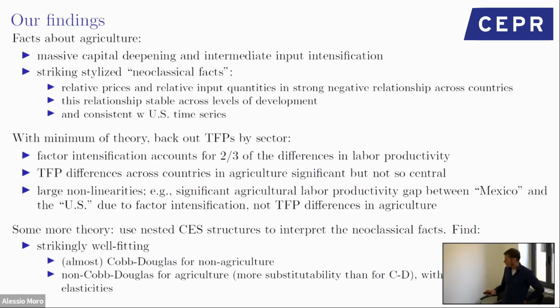Okay, we're going to go one step further. Just assume that there is one neoclassical production function that characterizes this data and see how well this fits the data. Now, for non-agriculture, we find that actually Cobb-Douglas does quite well. However, for agriculture, we also see that the aggregate production function is very well capturing the differences we see in this data. But it strongly suggests more substitutability between the factors, capital, labor, and intermediate inputs, than Cobb-Douglas.